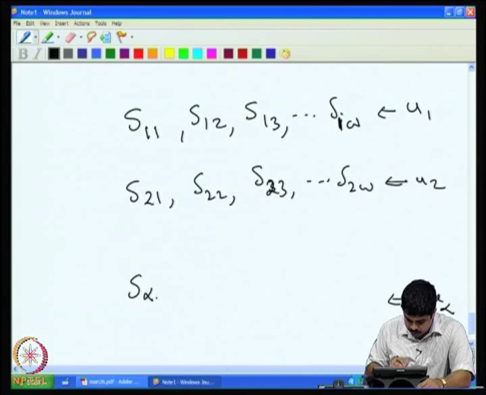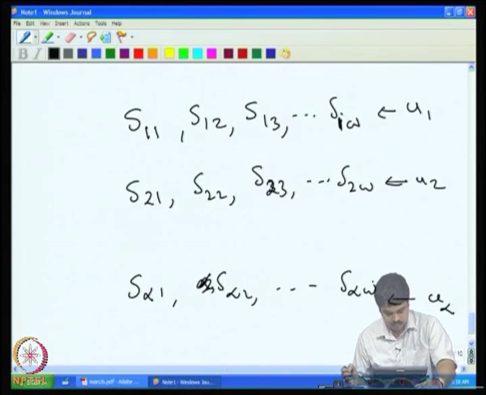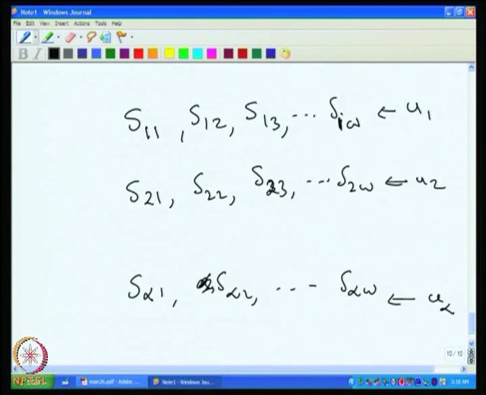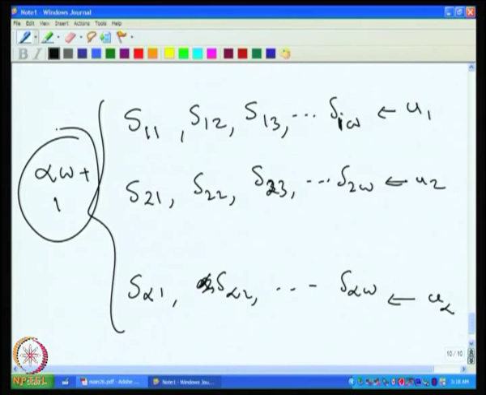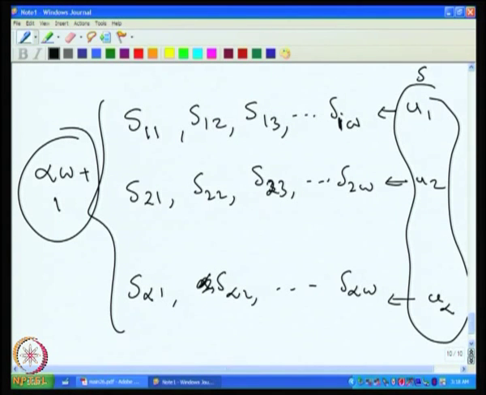And then when u alpha is removed, you get S alpha 1, S alpha 2, up to S alpha omega, this many. So, how many sets are produced? Here there are omega of them, another omega, a total of alpha omega sets are produced, and add to this the original set S itself, because this itself was an independent set. So, this also is added. So, together this entire collection is alpha omega plus 1 independent sets, right.